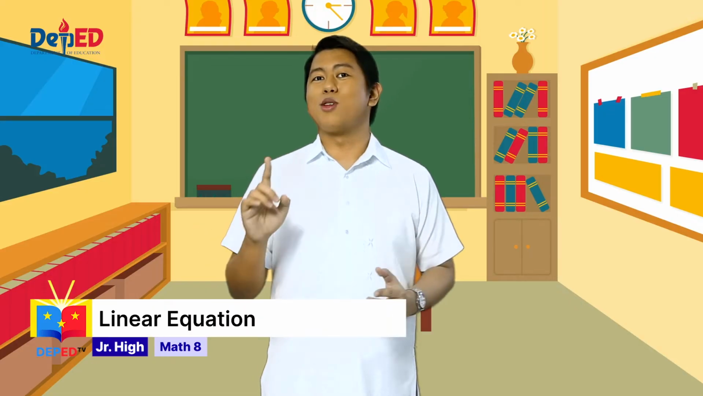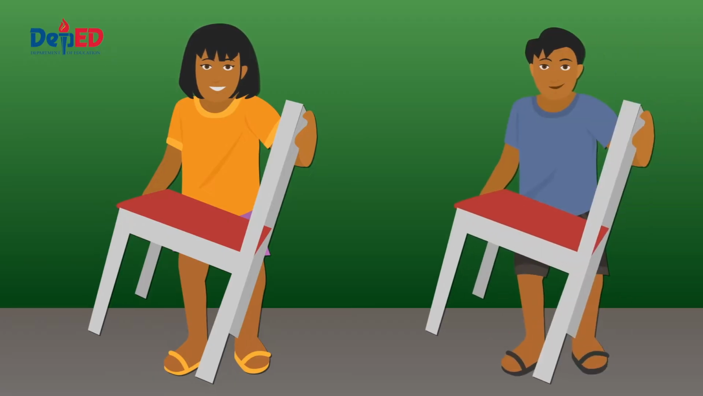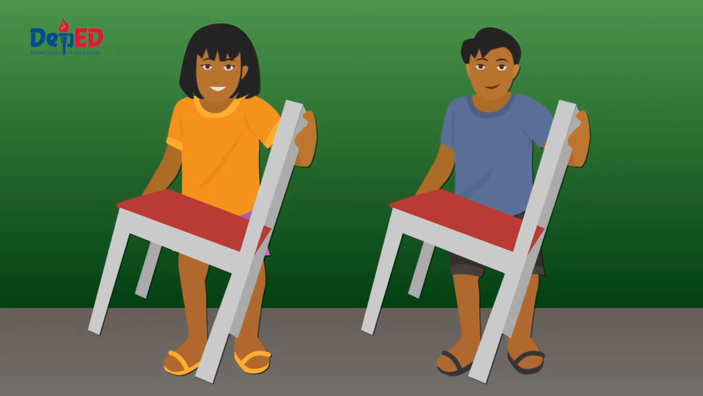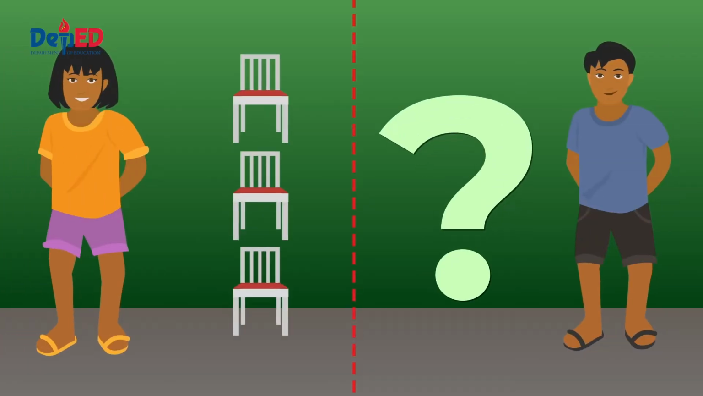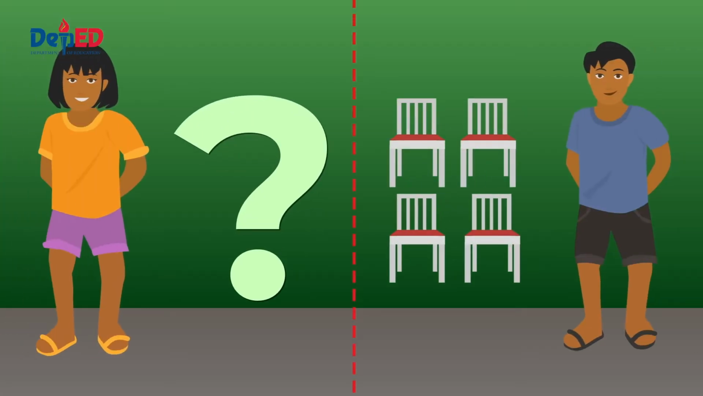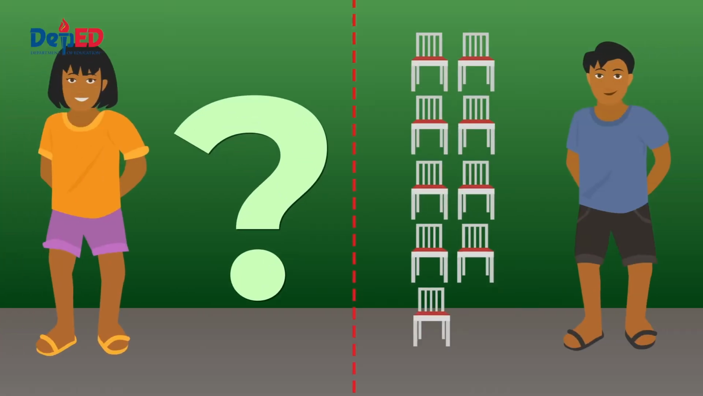Working together has been one of the values being instilled in us even when we are still young. Anna and Ben volunteered to bring chairs for the charity program. They were asked to bring in a total of 10 chairs. How many chairs did Ben bring if Anna brought in 3 chairs? If Ben brought in 4 chairs, how many did Anna bring? How many chairs did Anna bring in when Ben brought 9 chairs?